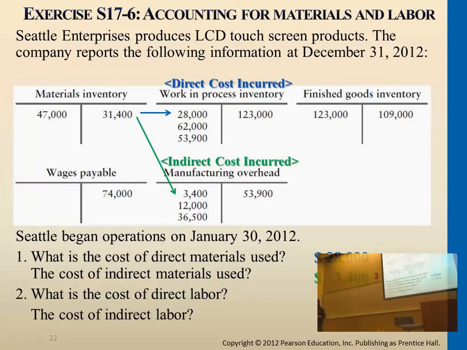Okay, so with this little trick, we probably could have answered the second one. 62,000. 62,000 would be the direct cost of labor, right? What about indirect cost? $12,000, exactly. So to determine the numbers here, you definitely look back at wages payable. You know all together the labor costs incurred is $74,000. You know the total. Now you just need to pick the two numbers that are the components of this $74,000.